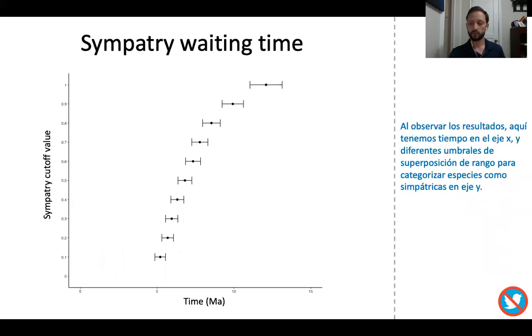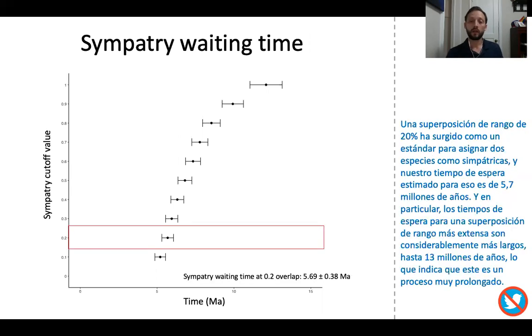So looking at the results, here we have time on the x-axis and different thresholds of range overlap for categorizing species as sympatric on the y. The 20% range overlap has kind of emerged as a standard for assigning two species as sympatric, and our estimated waiting time for that transition to sympatry is 5.7 million years. Notably, the waiting times for more extensive range overlap are considerably longer, up to 13 million years, indicating that this is a very protracted process overall.